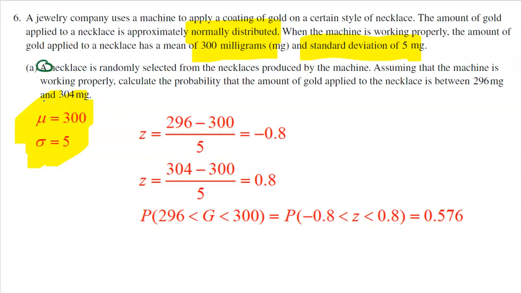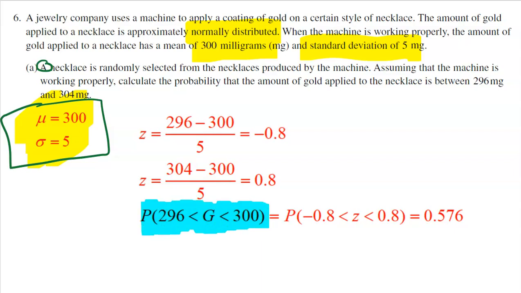So as long as we're talking about a single necklace from this population, once again, the mean is 300, the standard deviation is 5. So the question was, again, I'm just trying to notate this, the probability that the amount of gold is somewhere between 296, and I have a typo there, sorry, 304 is what it should say there, 304 milligrams. Okay, now to actually find that probability, I need to go ahead and get the corresponding z-scores.